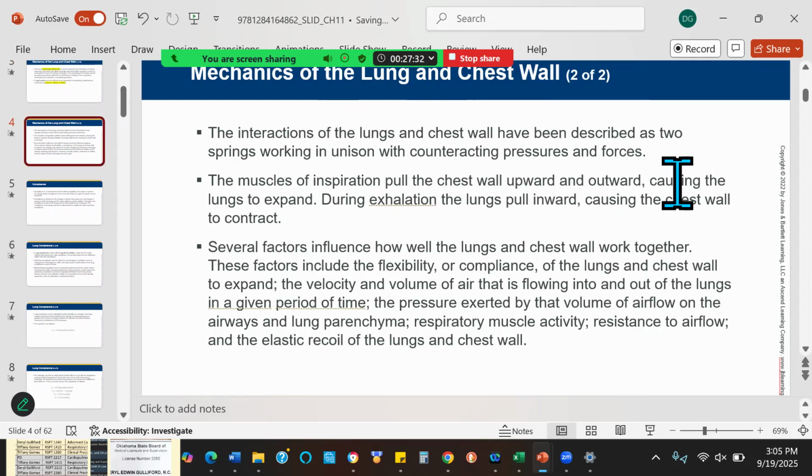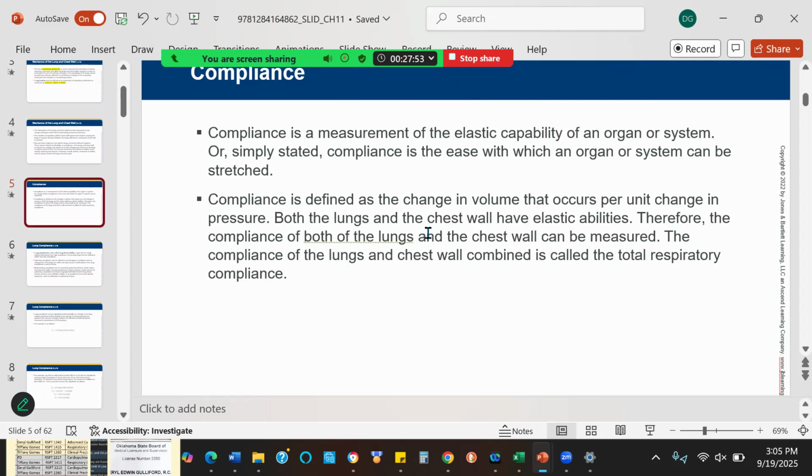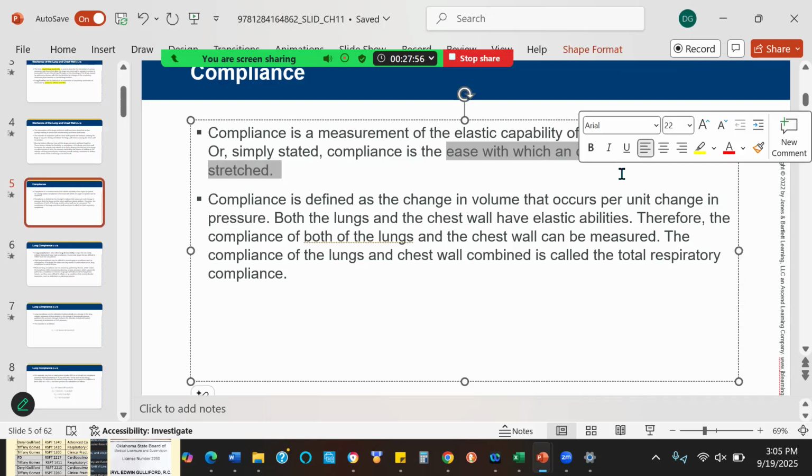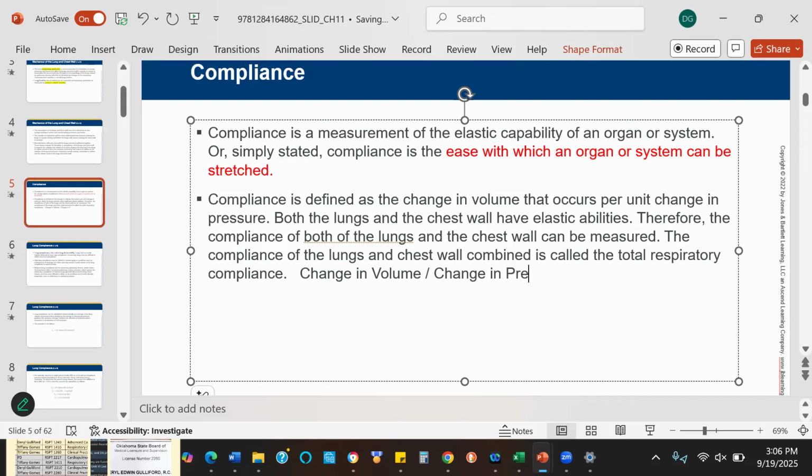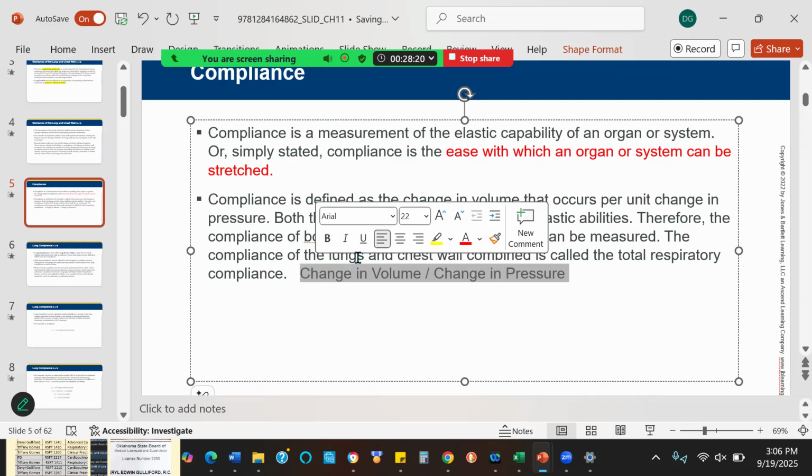Mechanics of the lungs and chest: springs working in unison, with counteracting pressures and forces. That's a good way to describe it. Several factors influence this: the relative compliance of the lungs, the relative resistance, both in the tubes and resistance to expansion. Compliance is the ease with which an organ system can be stretched. And we can talk about the compliance of the heart or the other structures, but definitely the lungs where we're most interested. So compliance you can think of as the change in volume divided by the change in pressure. Change in volume divided by change in pressure. And we'll show you how to calculate that.